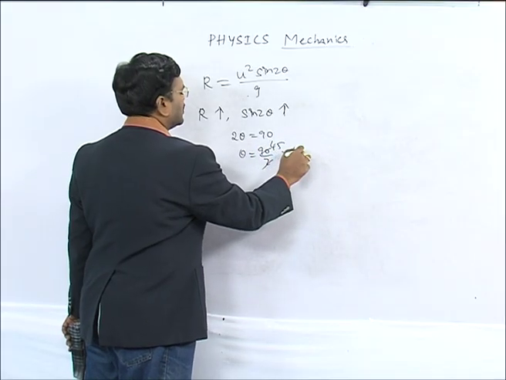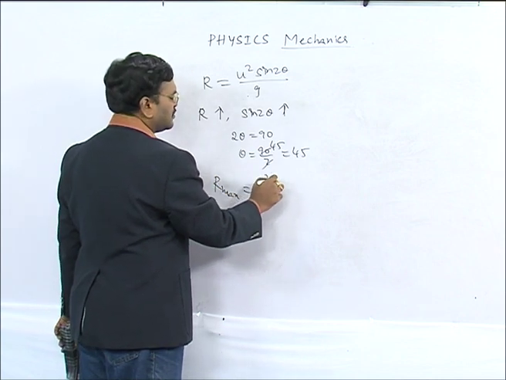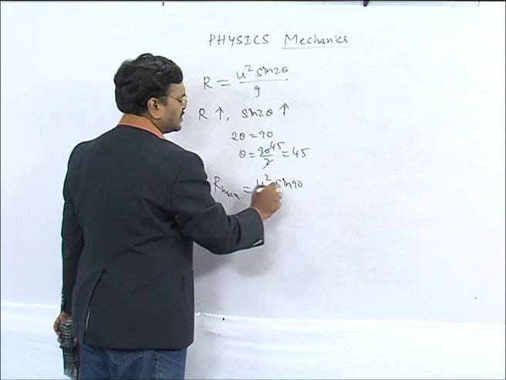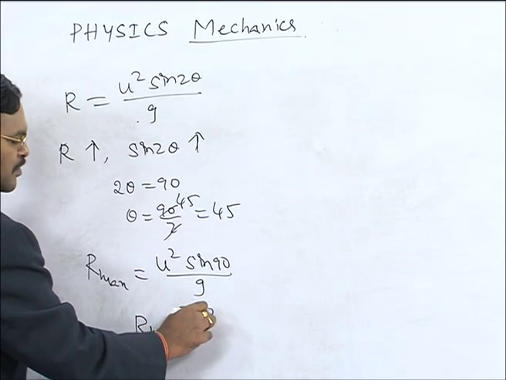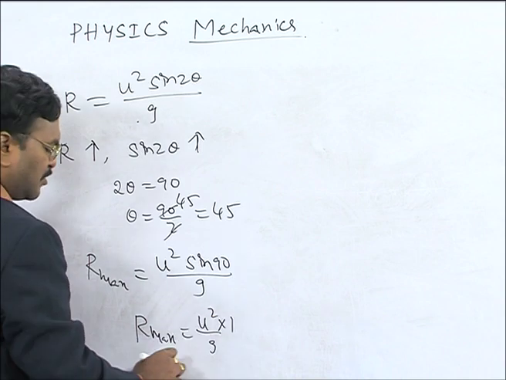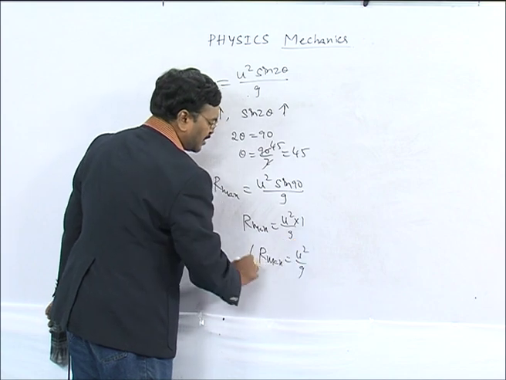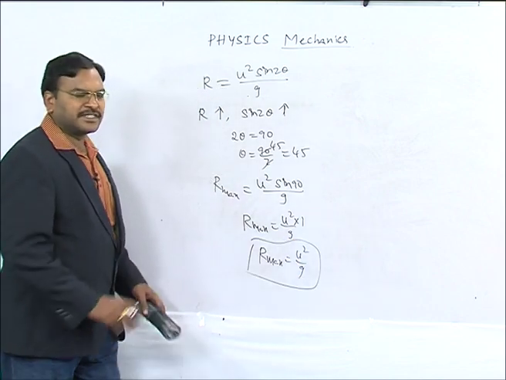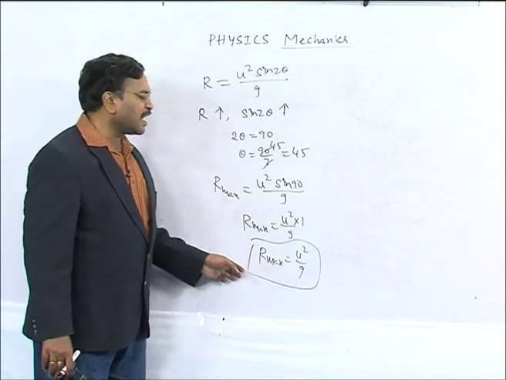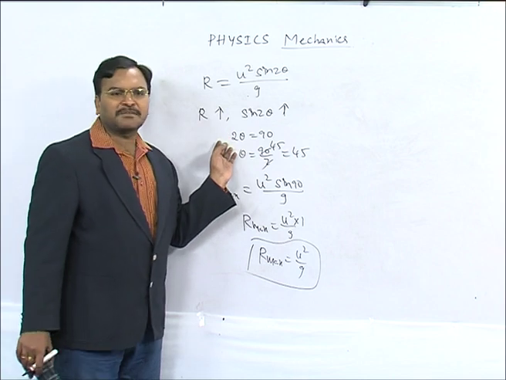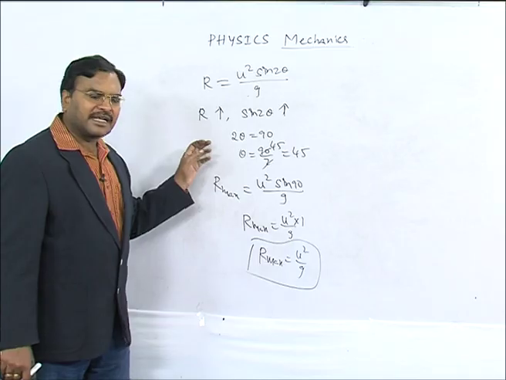Now, when the range is maximum, R maximum is equal to u square into sin 90 by g. Sin 90 is 1. So R maximum is equal to u square by g. What is R maximum? The maximum range of a projectile. If the angle of projection is 45 degrees, the range is maximum.